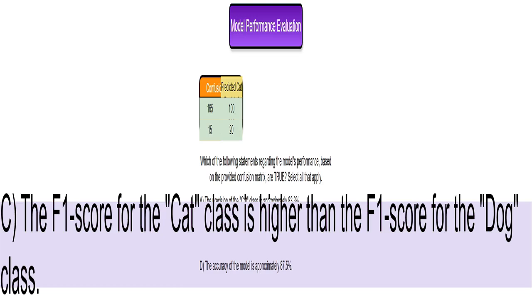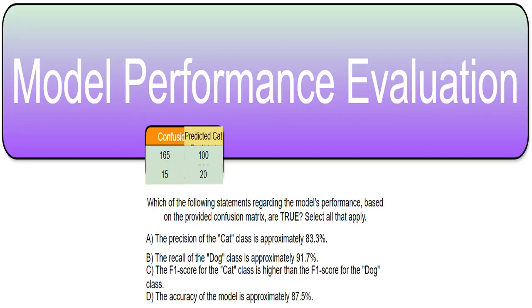Accuracy shows the overall correctness of the model. It's true positives plus true negatives, total number of images. I calculate this as 100 plus 165, 100 plus 20 plus 15 plus 165, which is approximately 87.5%. This statement is correct.